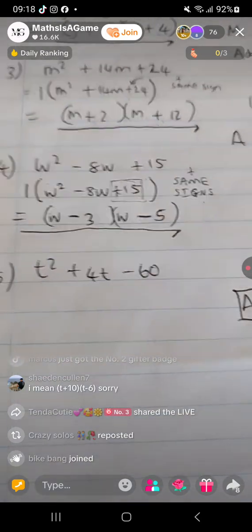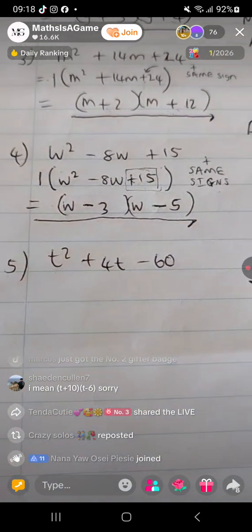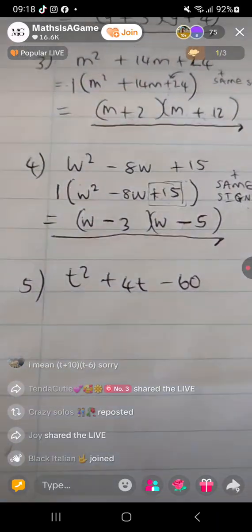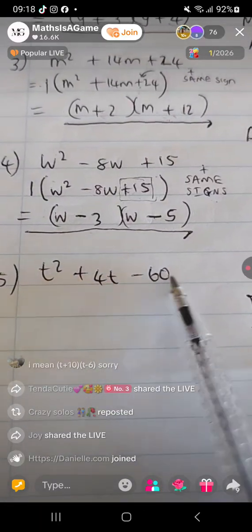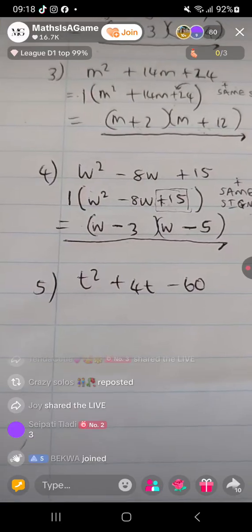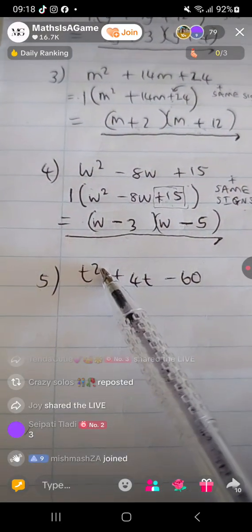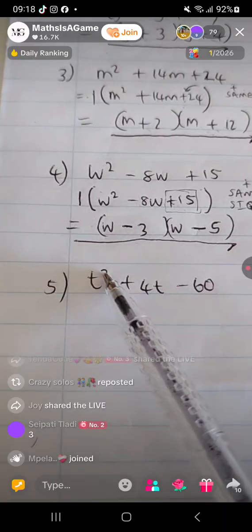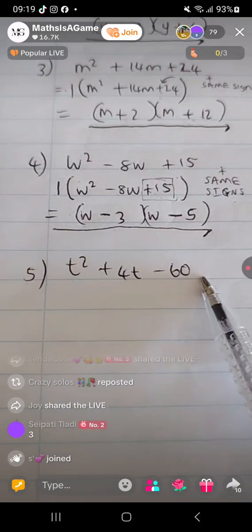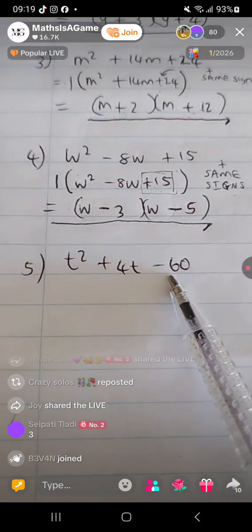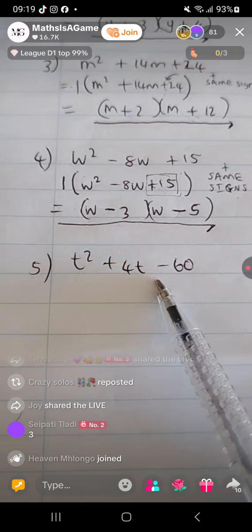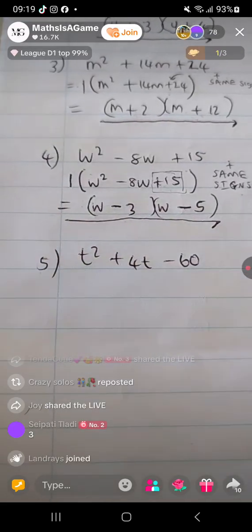Anyways, t squared plus 4t minus 60. Let's factorize this. First things first, how many terms are in the expression? We have 1, 2, 3. That's the first question we usually ask: how many terms? So we know it's 3 terms, and it's a quadratic because we have t squared. Whenever we have a variable raised to an even exponent, we know it's quadratic. For the 3 terms, there's t squared, t, and then the last term, which has no variable, so it's a constant term.